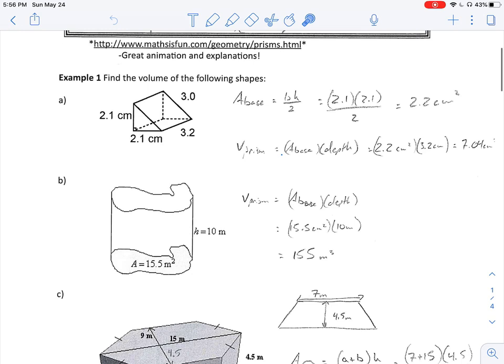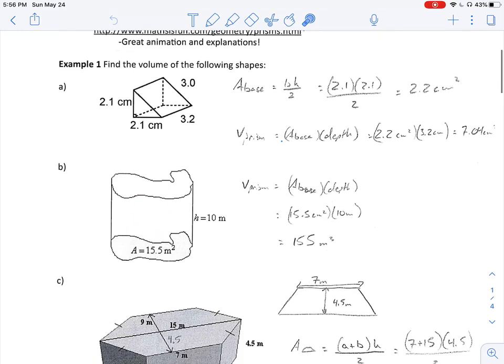Our next example, we have an odd shape here, but we also have the area given to us. So the volume of the prism is the area of the base multiplied by the depth. The base gives us 5.5, that should be meters squared, multiplied by the height of 10 meters, which gives us 155 meters cubed for the volume of this prism.